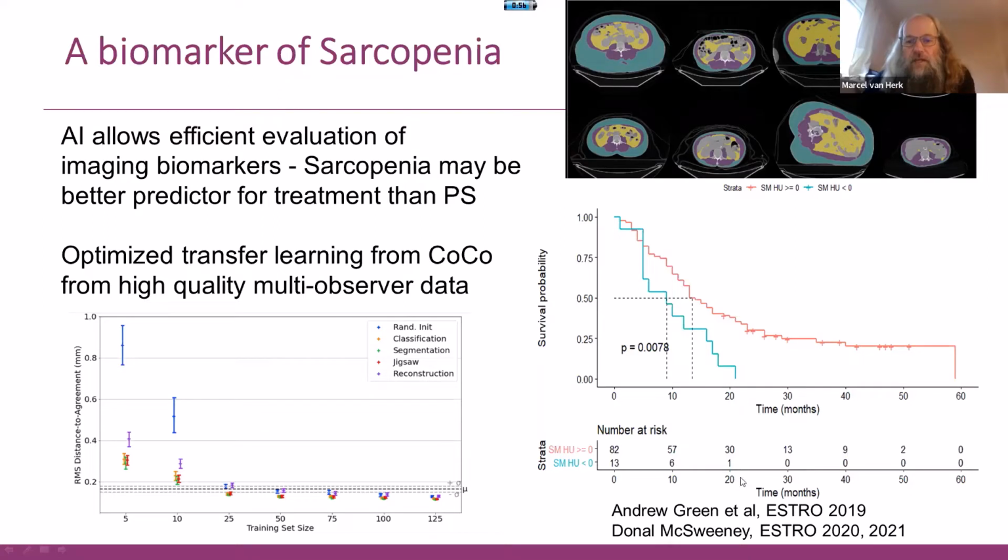And Andrew Green has shown that the outcome in different cohorts in survival is clearly related to the amount of sarcopenia that you measure in this way. So this is a biomarker of global health, and we think that this could be complementary or maybe even replace, in the future, things like performance status, which are qualitative markers of health.